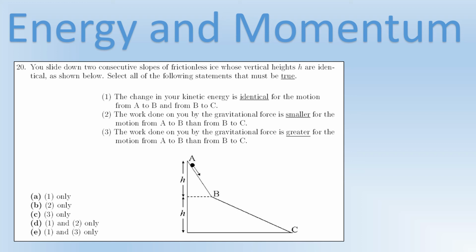So you slide down two consecutive slopes that we can see on the diagram. Both are frictionless ice, and both have a height change of h. So select the following statements that must be true.